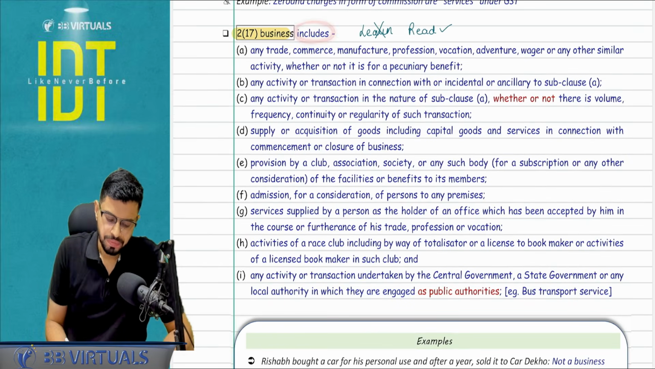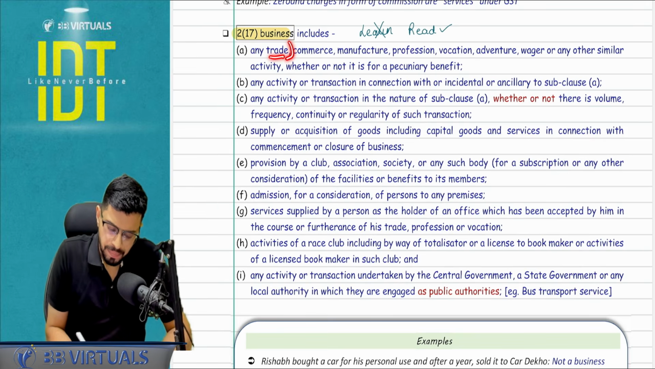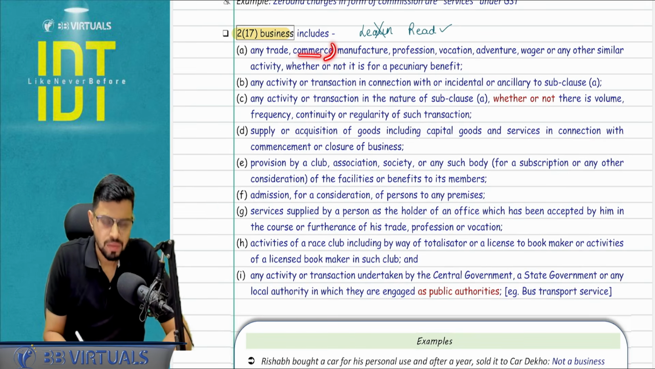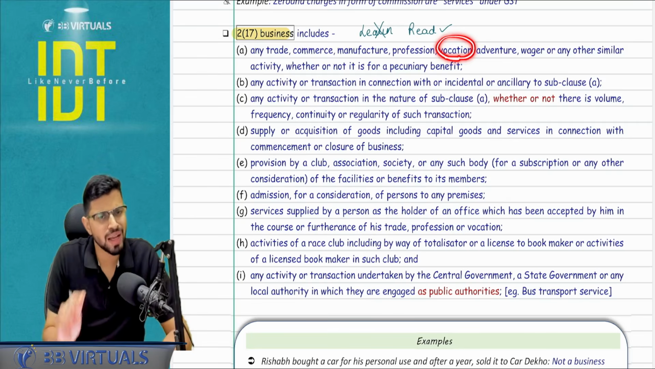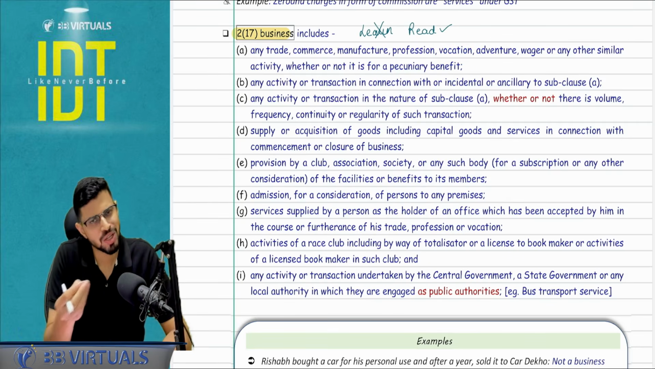Business includes any trade, any commerce. Trade you understand, commerce we understand, manufacturing we understand, profession, CA, CS, cost accountant profession, vocation, kind of a business only. Vocation is a commercial activity.